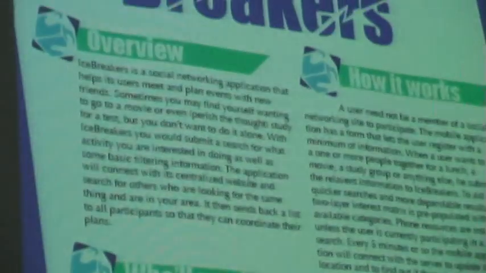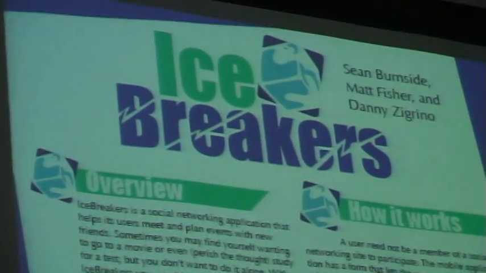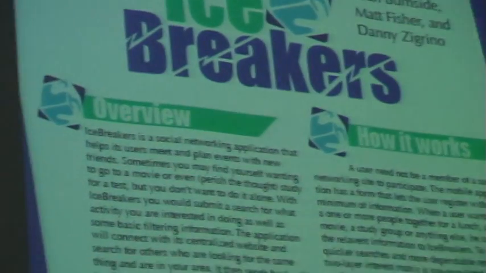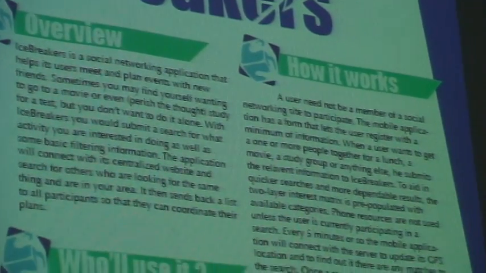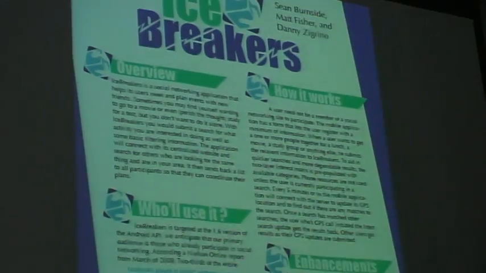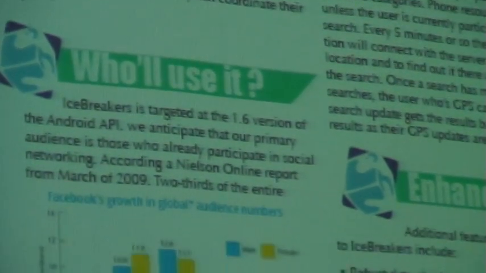Basically, we call it IceBreakers, and it's a social network that allows you to update to a database, find anybody that's free on the interest that you want, and then returns back a result of names and numbers of people that want to get together and do the activities.